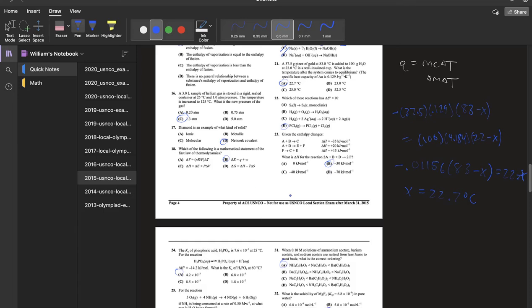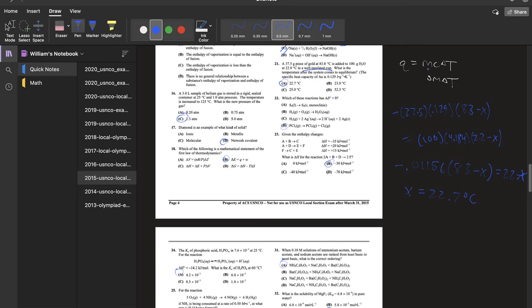Continuing with 2015 locals. We have 21 through 30 now. Basically, the first one's a thermo question. When it tells you that it's a well-insulated cup, it's hinting at the fact that what's inside the cup and the cup itself is a closed system. So however much heat that the gold loses is however much heat that the water gains.